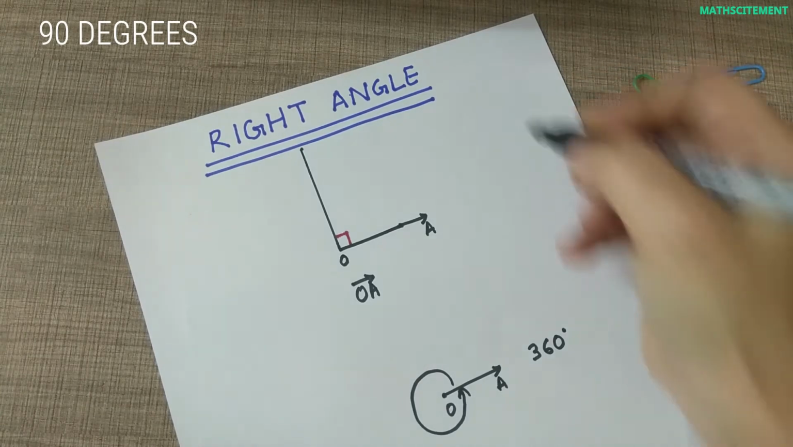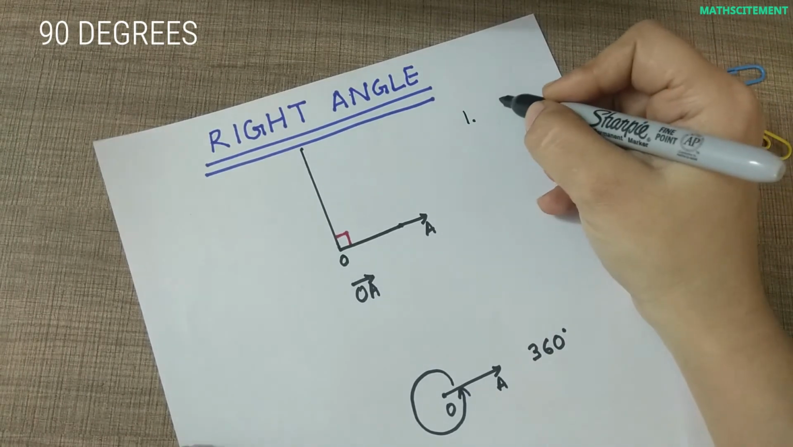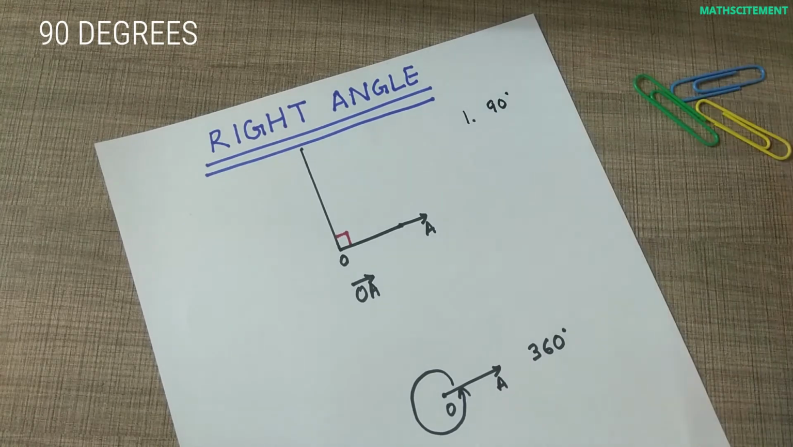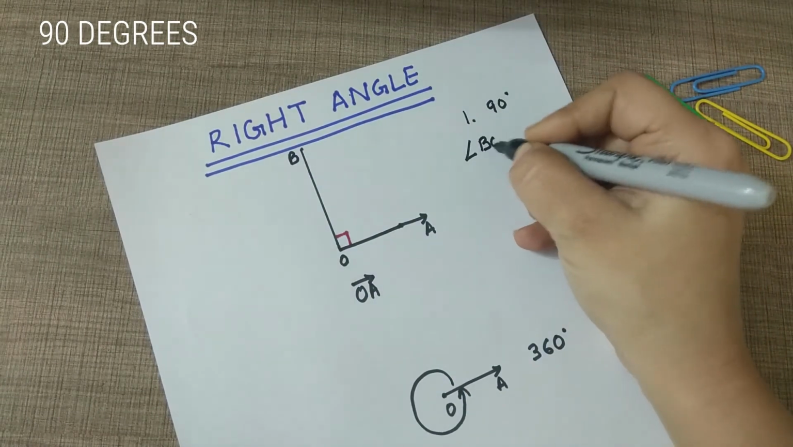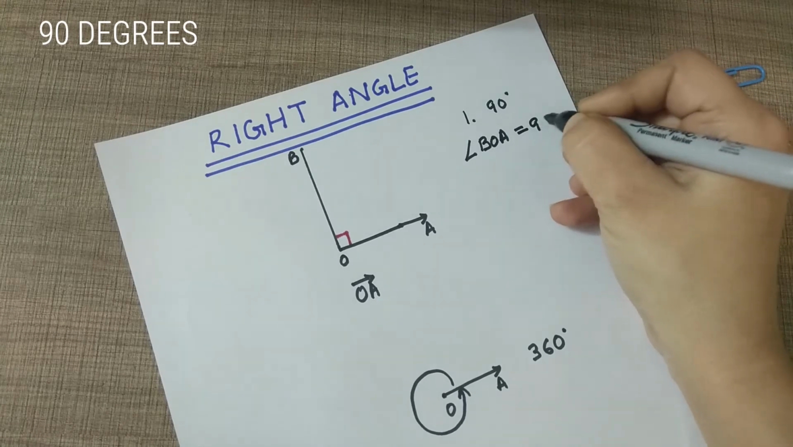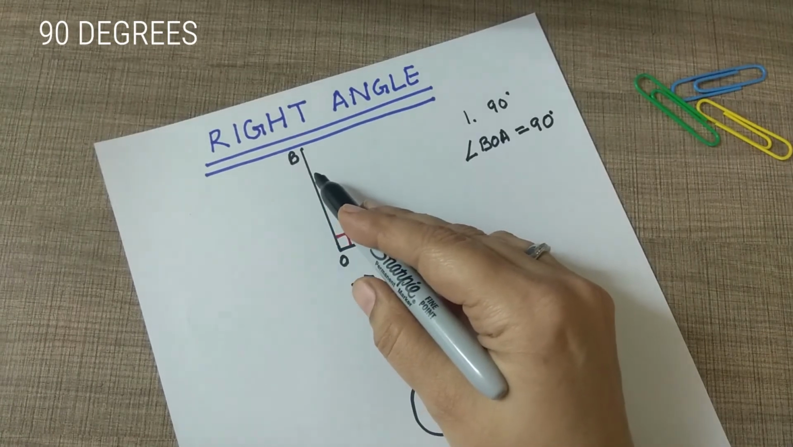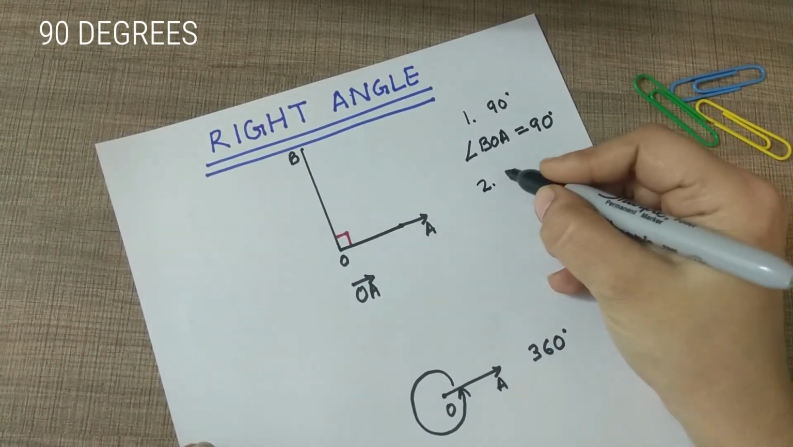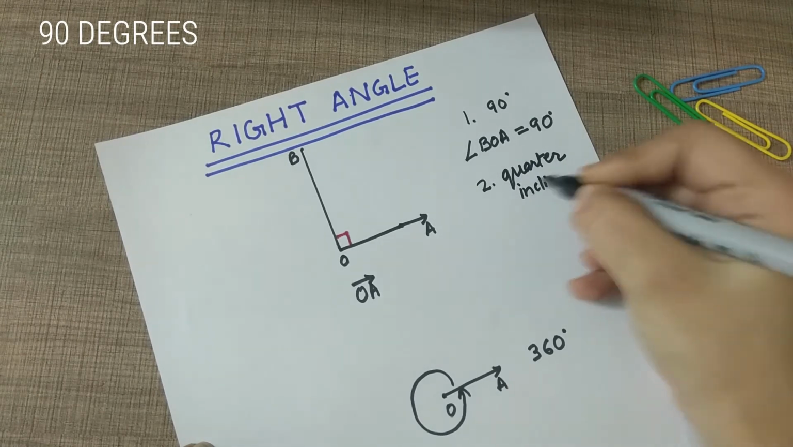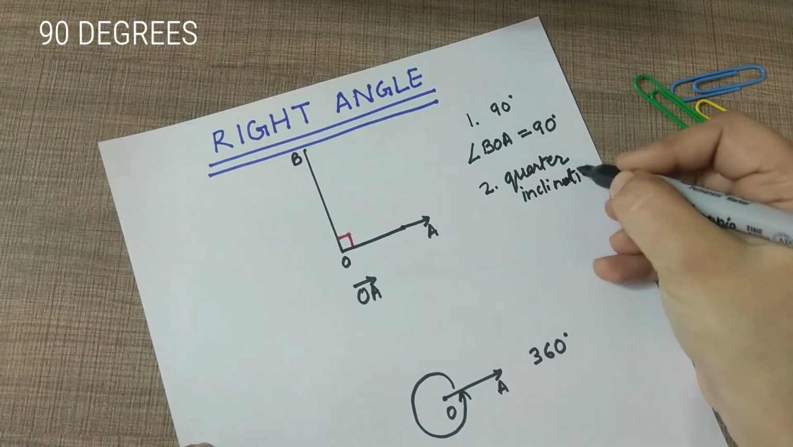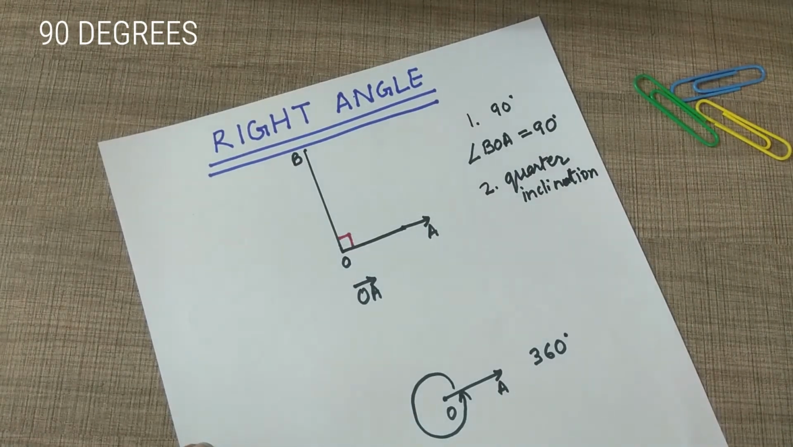So two points you need to notice about the right angle. The measurement is always 90 degrees. I think I should have written it this way: angle BOA is equal to 90 degrees, and the ray has to make a quarter turn around the vertex to reach 90 degrees, to make a 90-degree inclination. And we make a small square to signify a right angle.